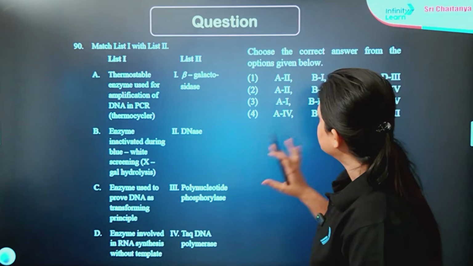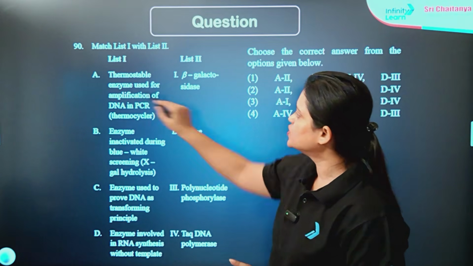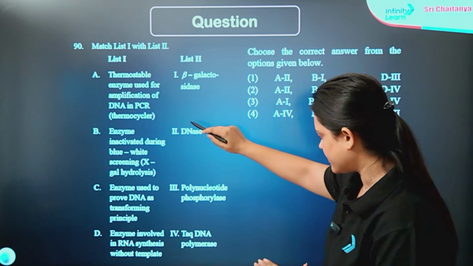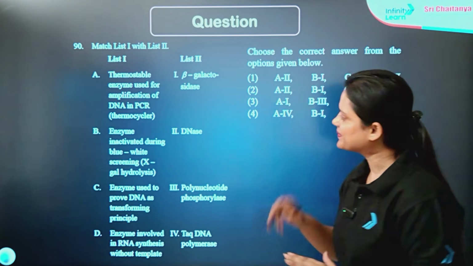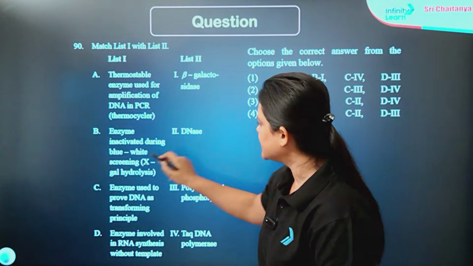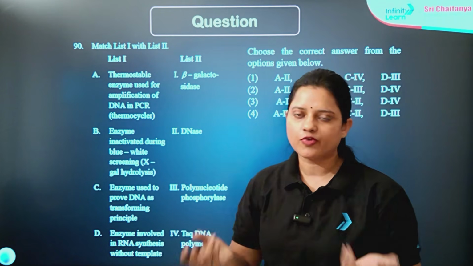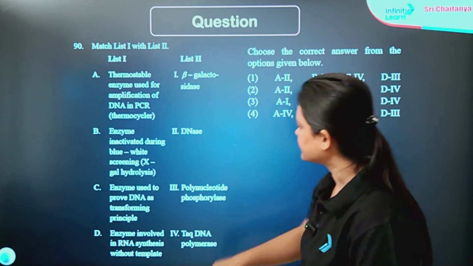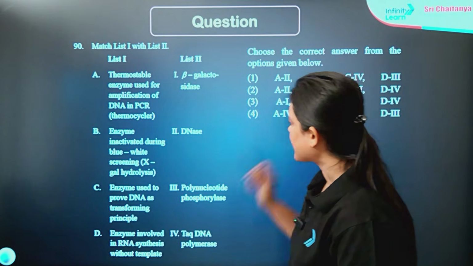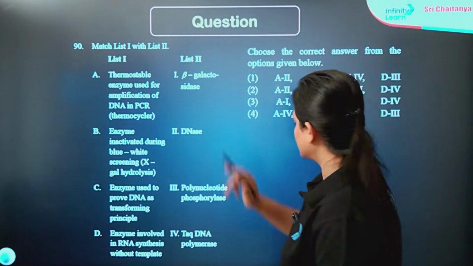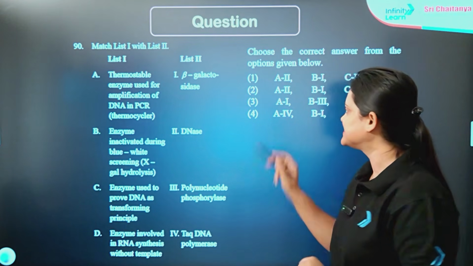Next question. So we have again a match the following type of question. Thermostable enzyme used for amplification of DNA in PCR will be Taq polymerase. A is matched with 4. So we got our answer anyhow. Enzyme inactivated during blue-white screening, X-gal hydrolysis will be beta galactosidase forming gene, right? So B is matched with 1. Enzyme used to prove DNA as transforming principle will be DNase, right? C will be matched with 2 and D will be matched with 3. So we got our answer already just by matching the first option, and that is 4.